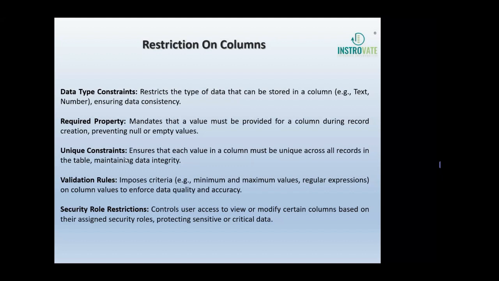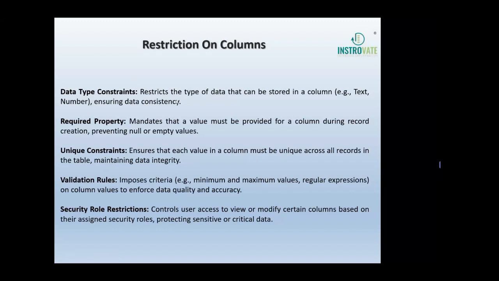So, data type constraints. If you are creating, for example, a column as first name, here you will restrict that column by defining the data type of that particular column as text or number, and whatever column you are creating. So these are the data type constraints which restrict the type of data that can be stored in a column.